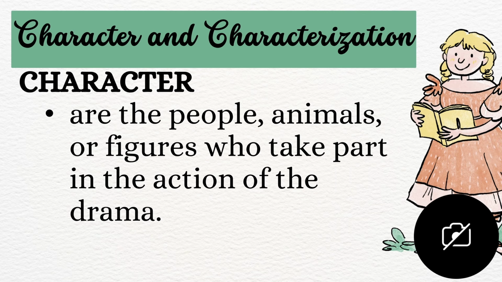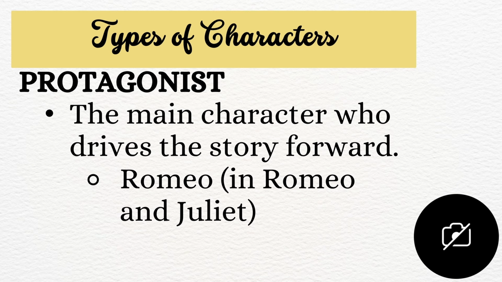Second type would be character and characterization. It goes together. So when we talk about character, we don't have to complicate things out here. We talk about the people, animals, or figures who take part in the action of the drama. So the types of character could be protagonist, the main character who drives the story forward, like for example Romeo in Romeo and Juliet, or Juliet herself as well. So they were the main good characters. They were the good ones. When you are pro, you're the good.